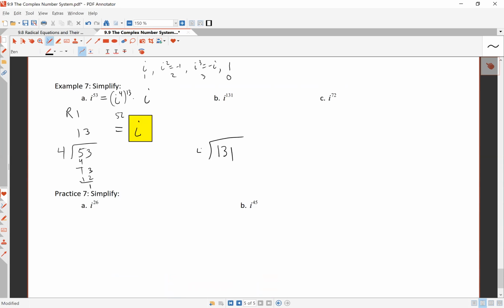i to the 131. 4 goes into 13, 3 times 4 is 12. Remainder 1. Bring down the 1. 4 goes into 11, 2 times 4 is 8. Remainder 3. So this one is i to the fourth to the 32nd power. That's 128 of them. There's 3 of them left over. i cubed. These go to 1. And we're just left with i cubed. And the i cubes go back to negative i's.